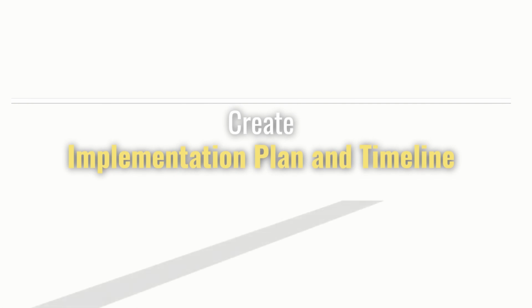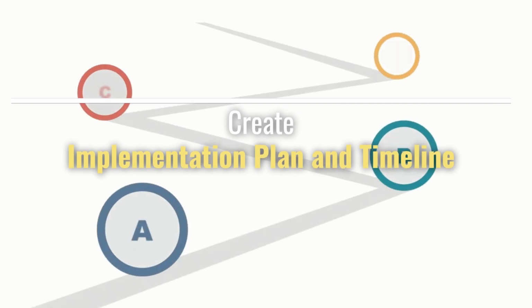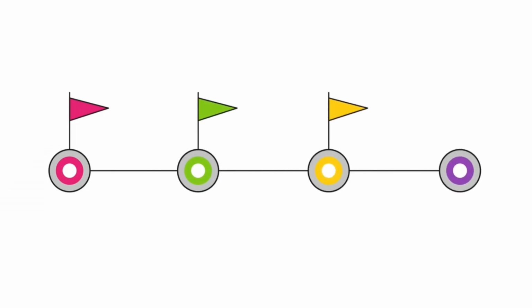Number 9. Create an implementation plan and timeline. Outline the actionable steps required to launch and grow your business. Set specific goals, milestones, and timelines to track progress. This section helps you stay organized and focused on achieving your objectives.